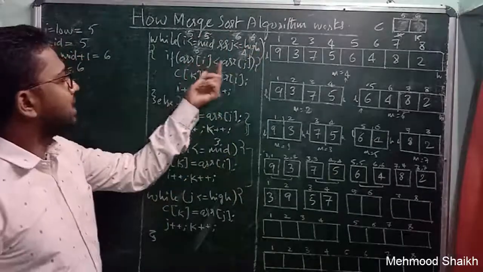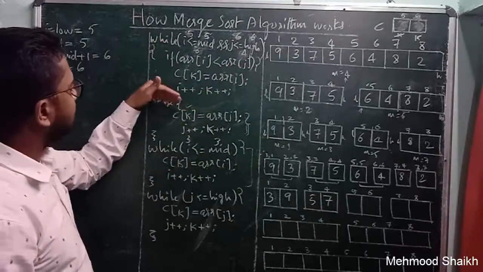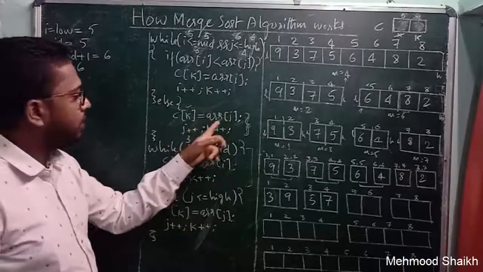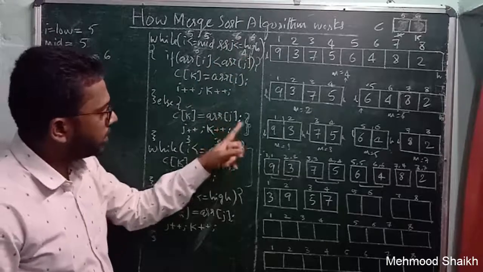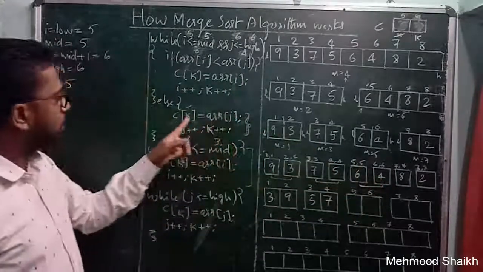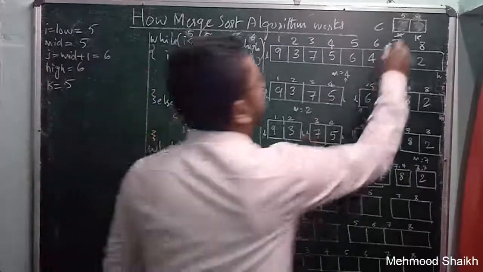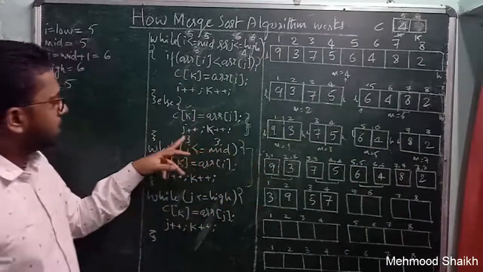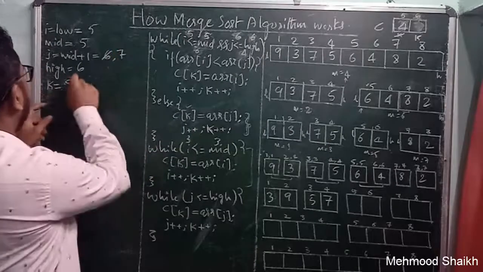Okay, so 6 is less than 4. No, condition is not true. So we will come out from this if and will come inside this else part where we will execute these two lines. Array of j. Okay, what is j? J is 6. Okay, so array of 6 is this element 4. So 4 will be moved to the fifth location or fifth index of C array. 4 will come here. Okay, now you will see j incremented and k incremented. So now j will become 7 and k will become 6.